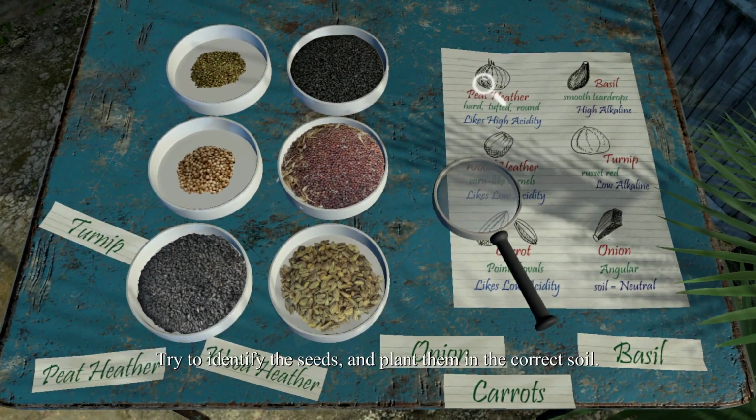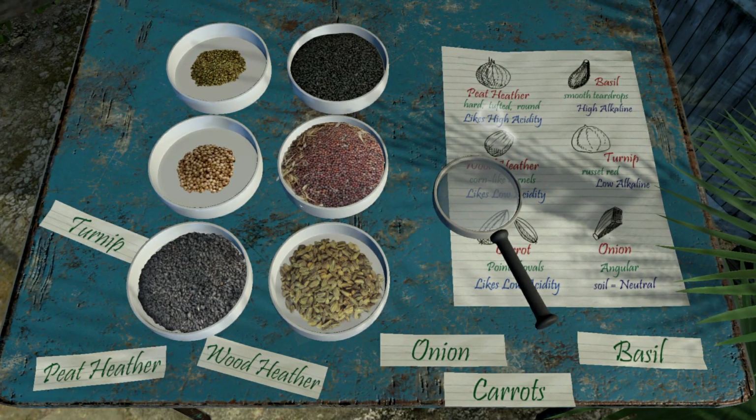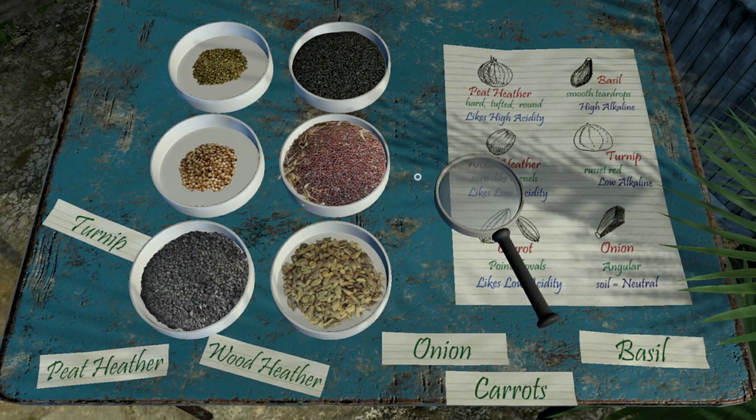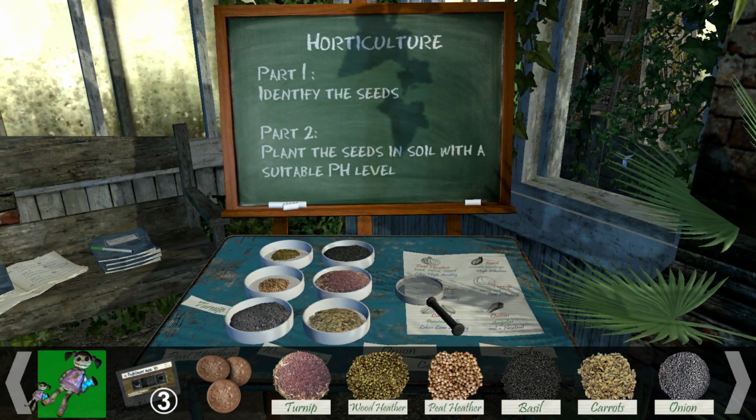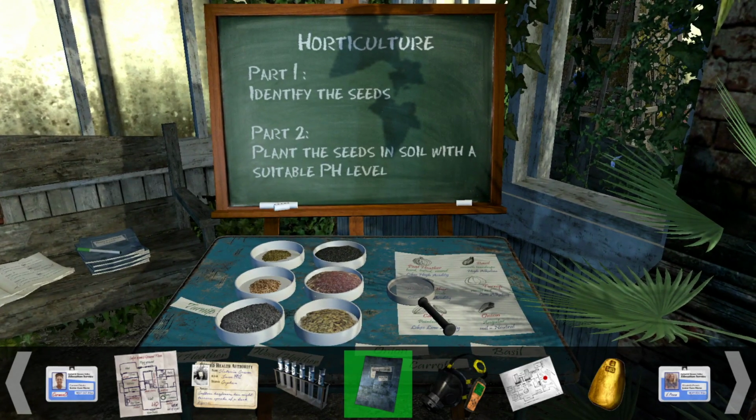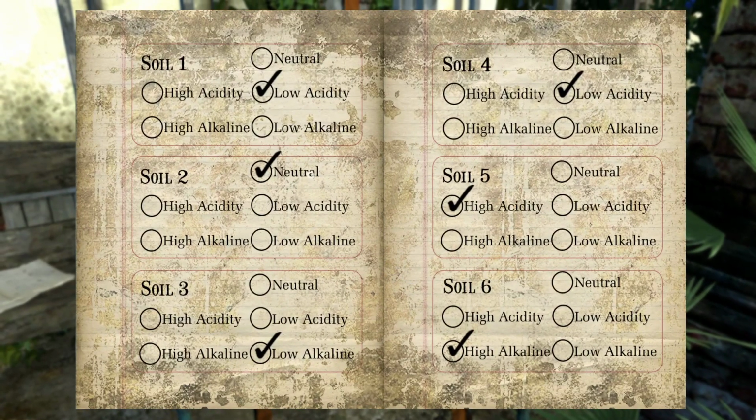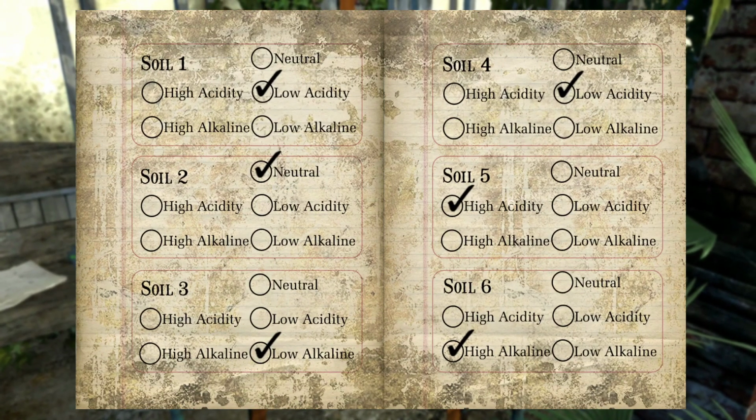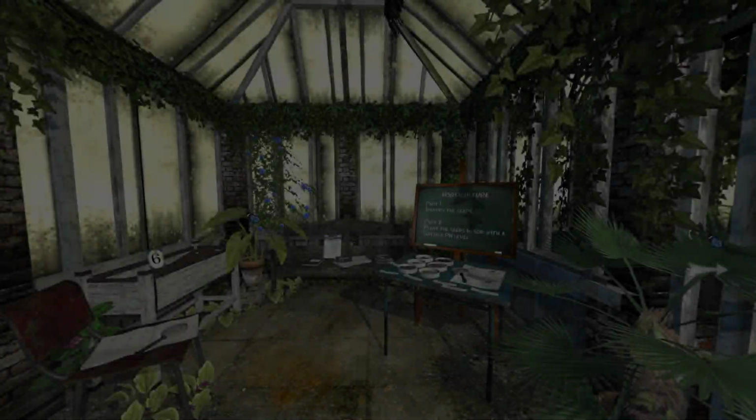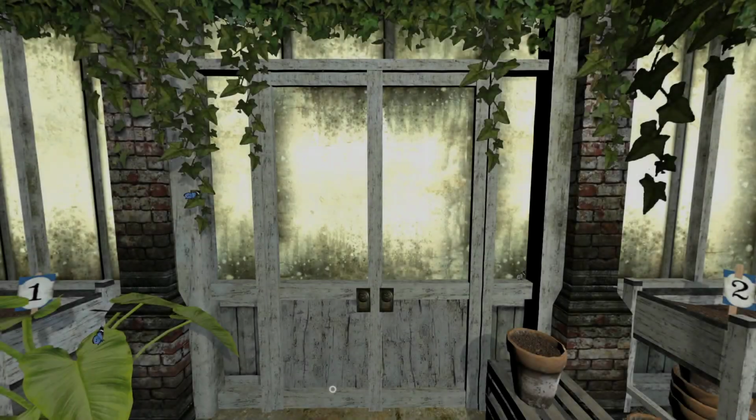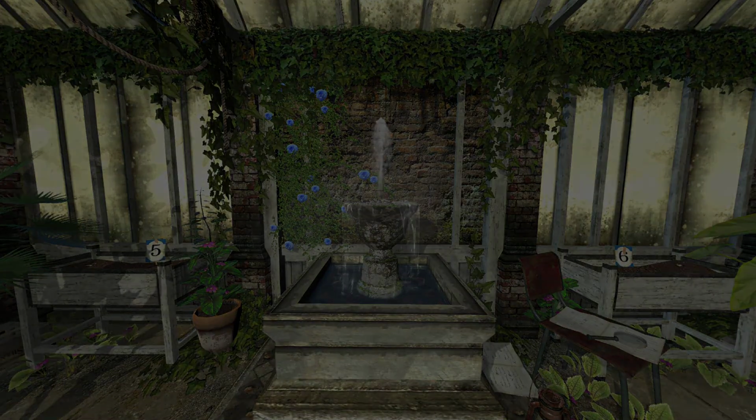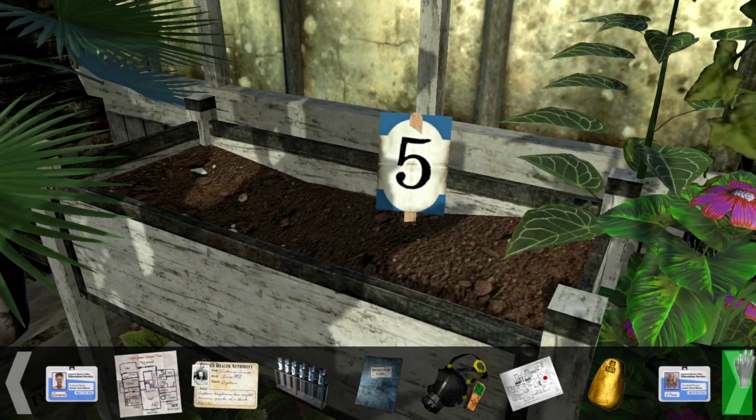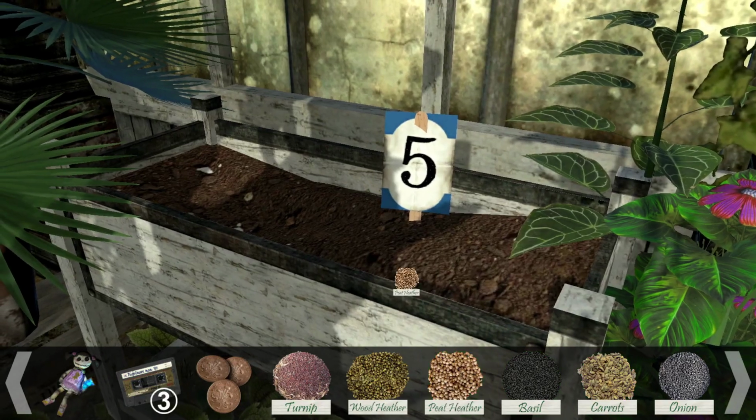Okay, let's go this way now. Peat Heather likes high acidity. High acidity pick. Peat heather. Soil 5. Oh. Go back. I'm just doing it one by one so I don't mess them up. Peat heather.